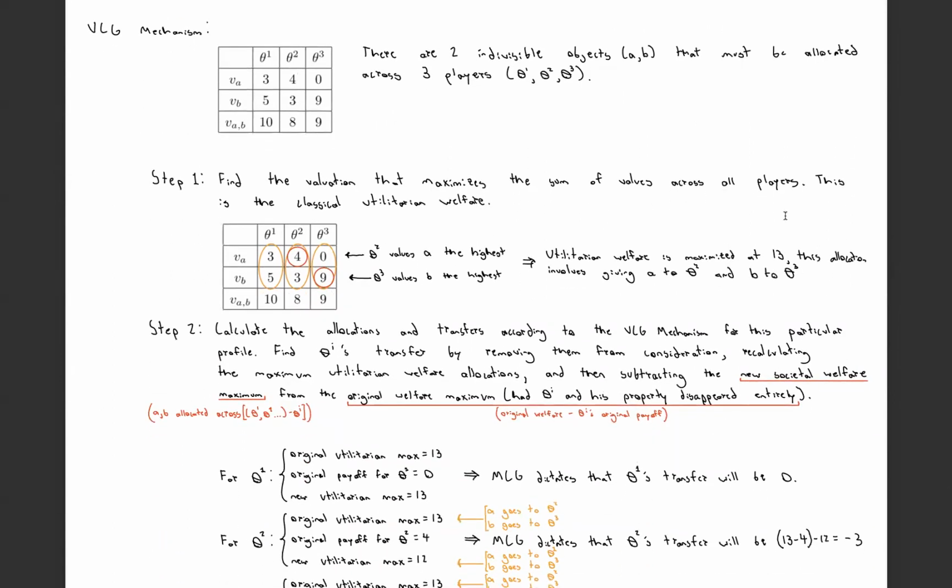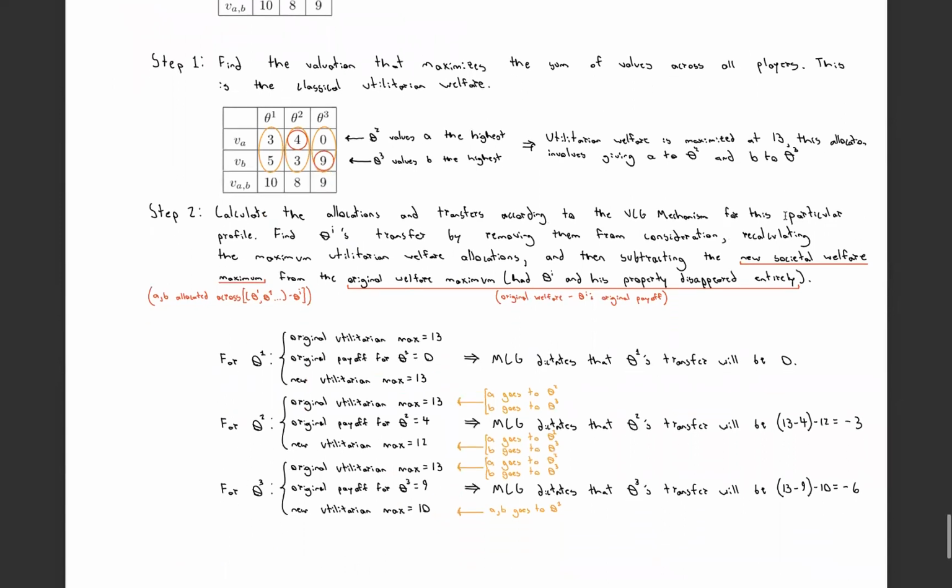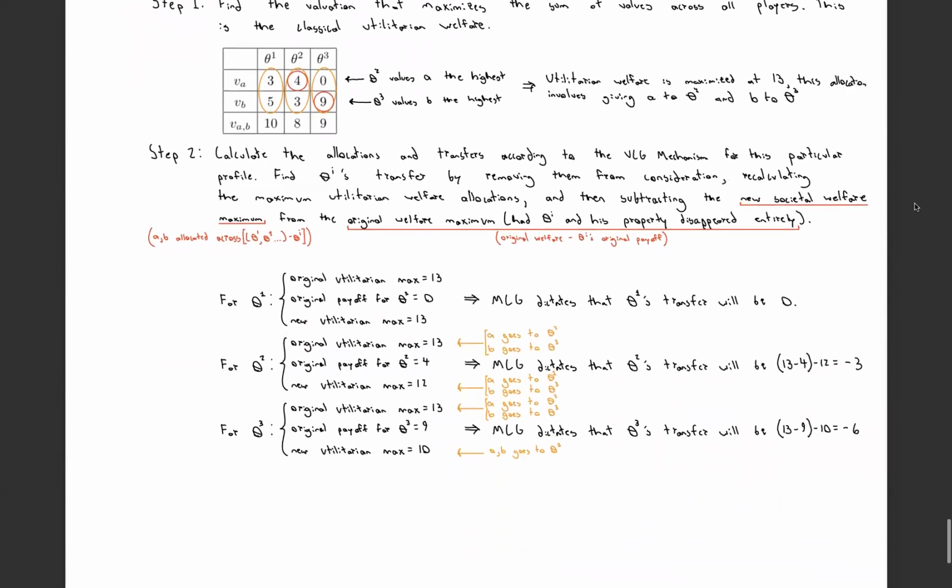Next, we're going to want to calculate the allocations and transfers according to the VCG mechanism for this particular profile. And theta i's transfers, that could be any player, are determined by removing them from consideration. Recalculate the maximum from the original welfare maximum, where theta i and his property disappeared entirely. This is going to look exactly like this. And once you set this up, this will be your final answer. We see here all the way on the far right how the VCG dictates which transfers are going to be which.